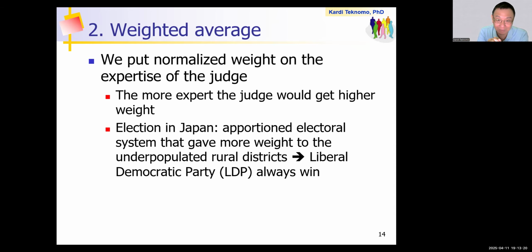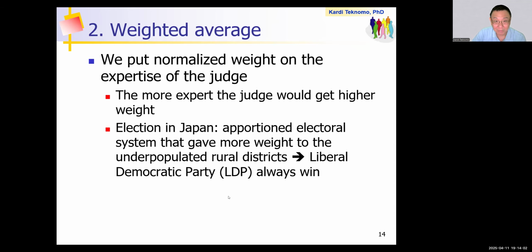This is an example from elections in Japan. Instead of 1 man, 1 vote, they use a proportional electoral system, which gives more weight to underpopulated rural districts. Meaning if you are a family of the farmer, you will get 5 votes. That's why a certain party, the LDP, always wins. In Japan, I think they lost only once or twice in the whole history. So they use a weighted average.